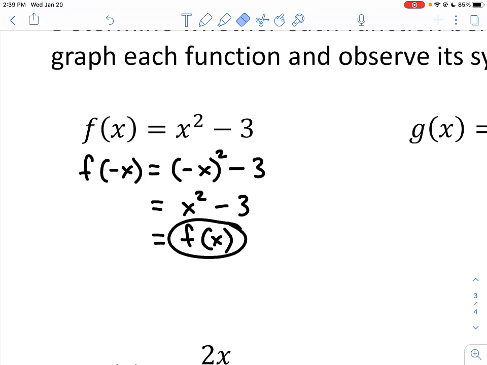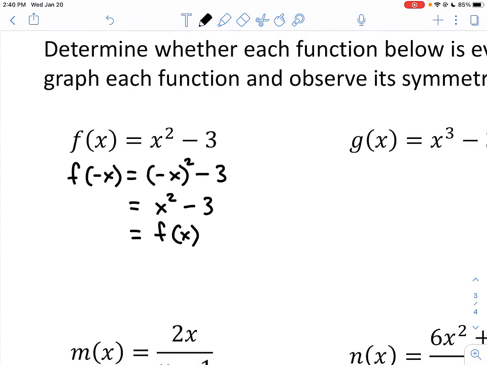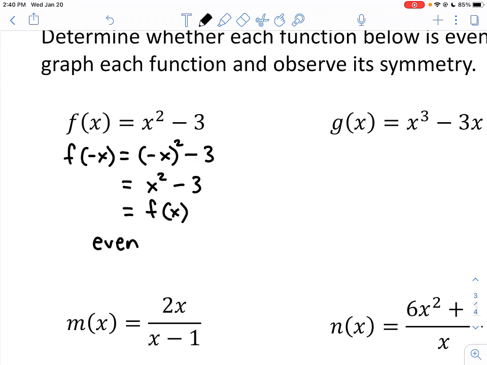In other words, it doesn't matter if you plug in a positive or negative number into this function, you're going to get the same output. Right? If you plug in 5, you're going to get 22. If you plug in negative 5, you're also going to get 22. If you plug in opposite x coordinates, you're always going to get the same y coordinate. That's what this is saying in general. If you plug in negative x into the function, you'll get the same thing as if you just plug in regular x. This means that the graph is symmetric. It's an even function, first of all, but it's symmetric about the y-axis.